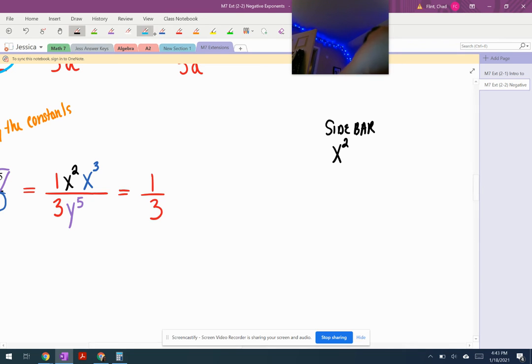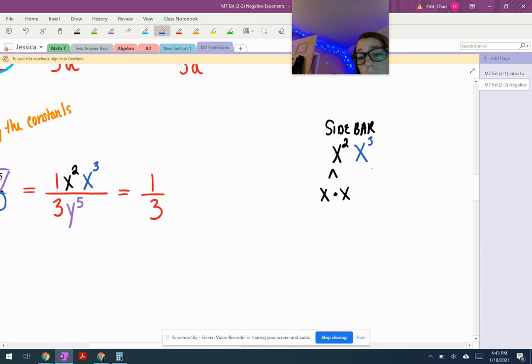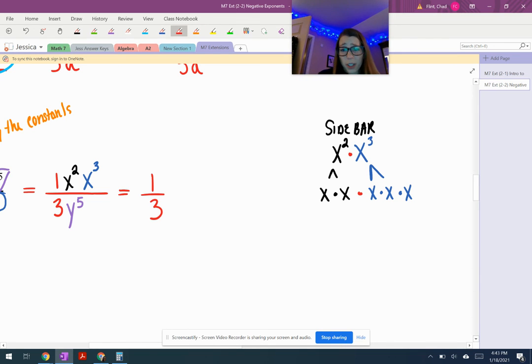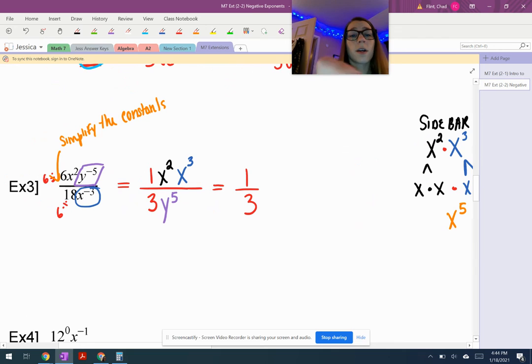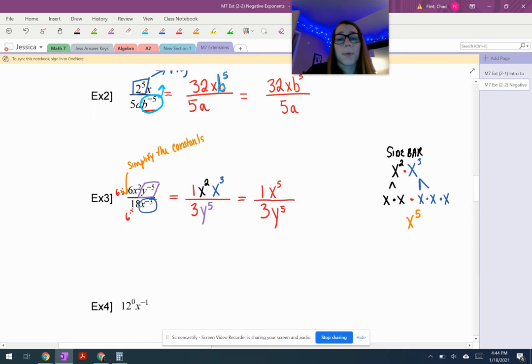And look at x squared times x to the third. X squared is really just x times x. X to the third is really just x times x times x. And those two things are being multiplied. So really, x squared times x to the third power turns into x to the 1, 2, 3, 4, fifth power. A little bit of a preview into the next extensions lesson. So this can finally be simplified to x to the 5th on top and y to the 5th on the bottom. Boom.